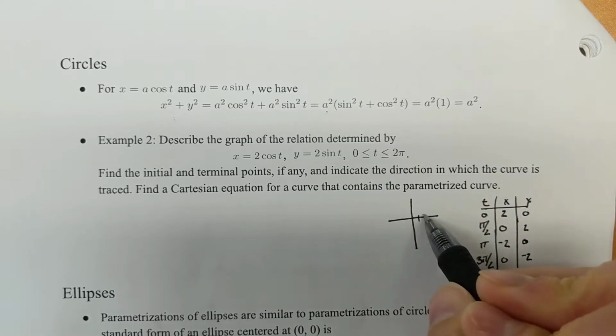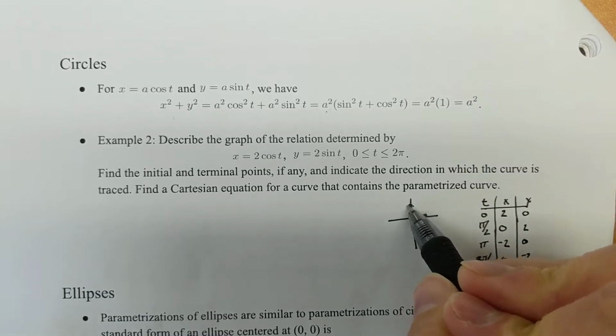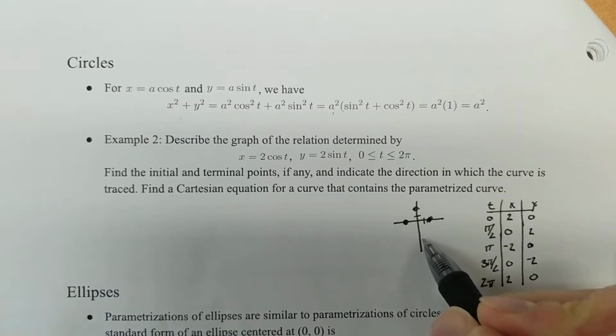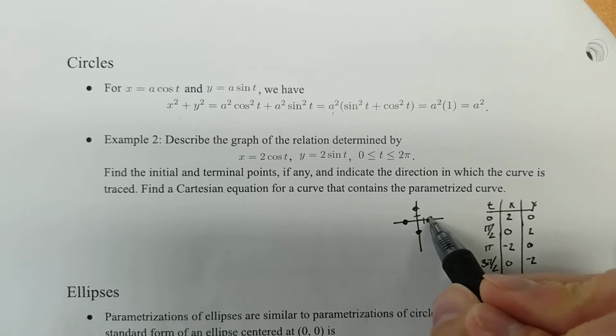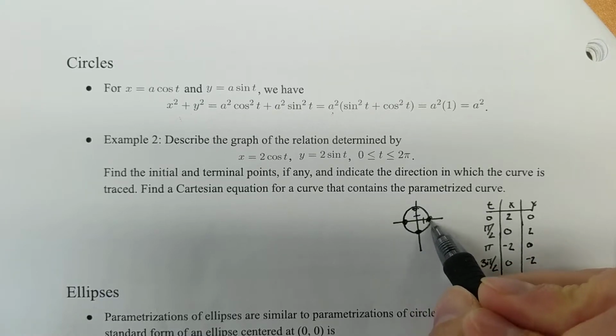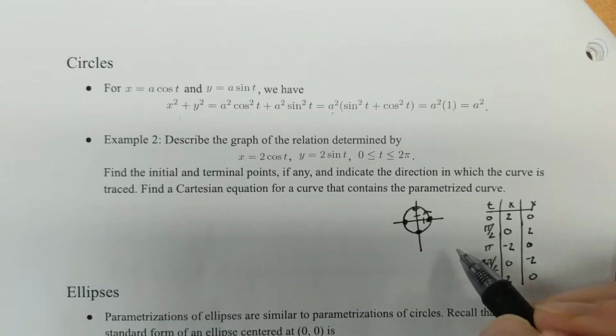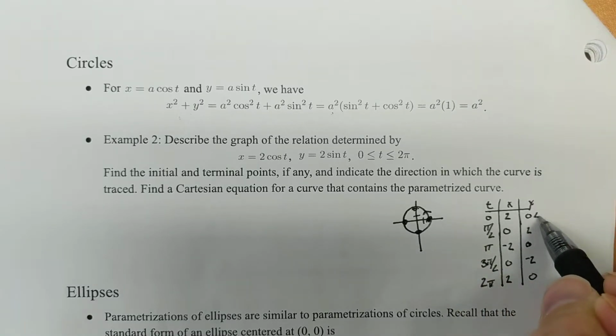So if I plot my points, (2, 0), (0, 2), (negative 2, 0), (0, negative 2), and then back here. So I went around that a ways. So the initial point is right here.